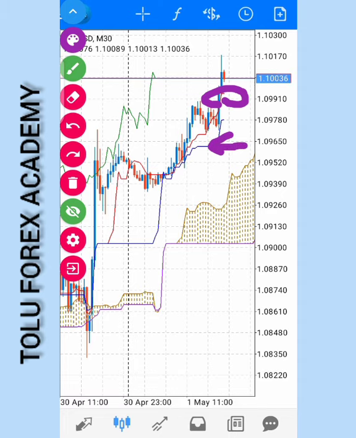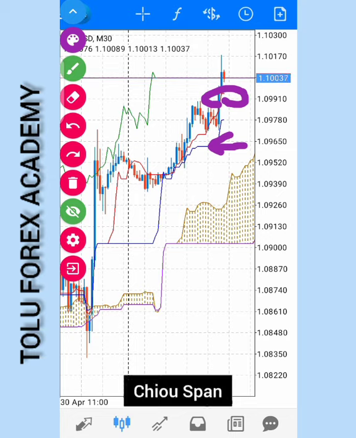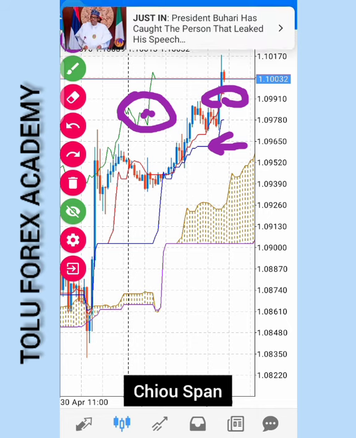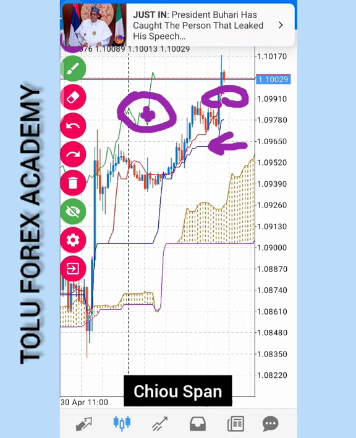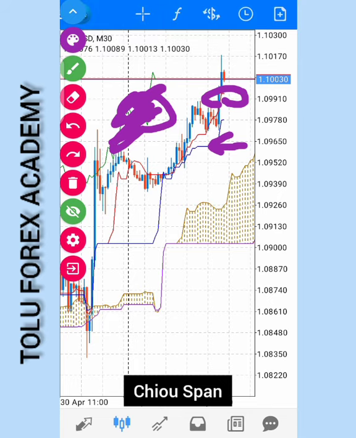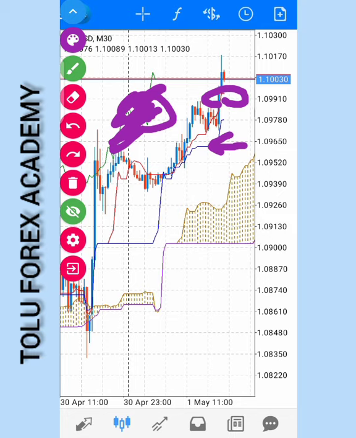Then we also have the Chikou span. We might not really need all these terms; we'll go into practicals soon, but let's just familiarize ourselves. That is the lagging line, this green one that we see here. But for this strategy that we are learning now, we don't need it, so we will remove this line from the chart. And then we also have the cloud itself.